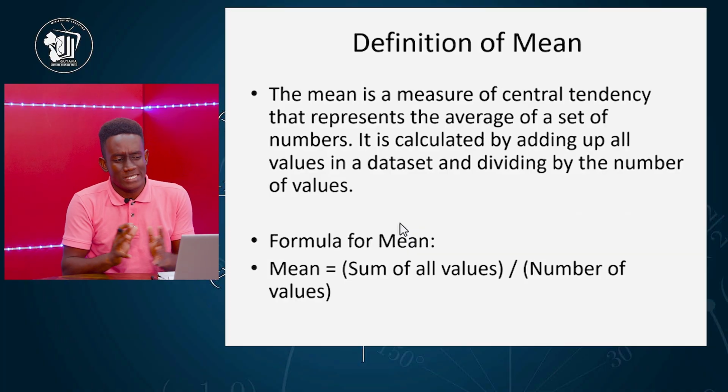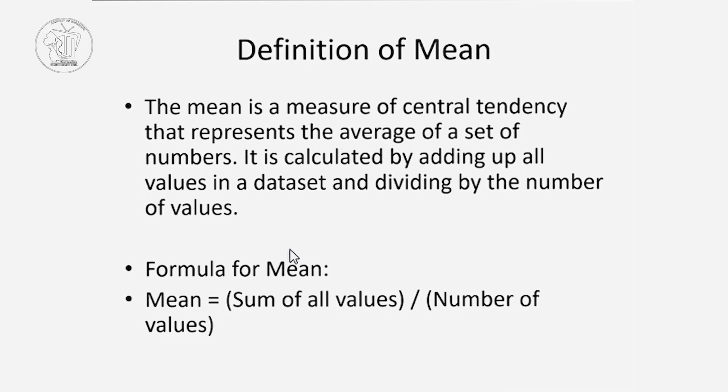The first thing, what is the mean? The mean is a measure of central tendency, and it represents the average of a set of numbers. If you have the mean of a set of numbers, that mean is telling you the average of those numbers. It is calculated by simply adding up all the numbers in the data set and then dividing by the total number of values in the data set.